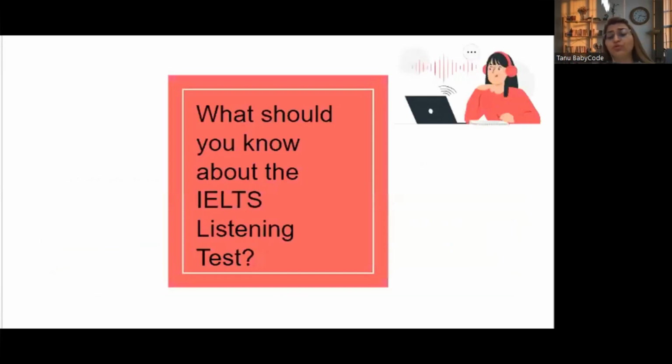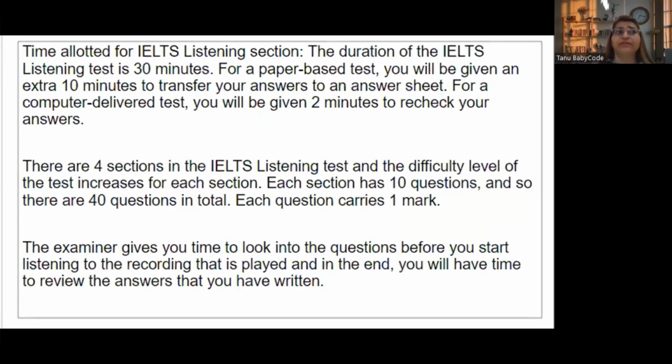Now, what should you know about the listening test? There are certain things you should keep in mind while preparing. Whenever you start preparing for any module, the very first suggestion is that you should know the pattern of the exam. The duration for the listening test is 30 minutes. You have two ways to give the test: the paper-based or the computer-delivered test. For a paper-based test, you will be given an extra 10 minutes so that you can transfer your answers to the answer sheet.